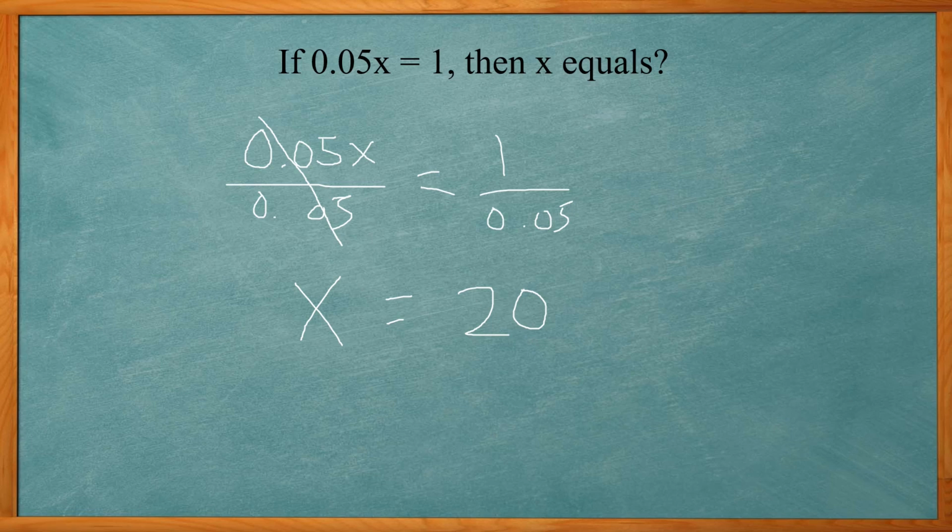Now if you want to do this without a calculator, 0.05 is equal to 5 100ths, so 5 over 100. And when you have 1 divided by a fraction, you change it to a multiplication problem by making it 1 times the reciprocal of that fraction, 100 over 5. And 100 divided by 5 is 20.